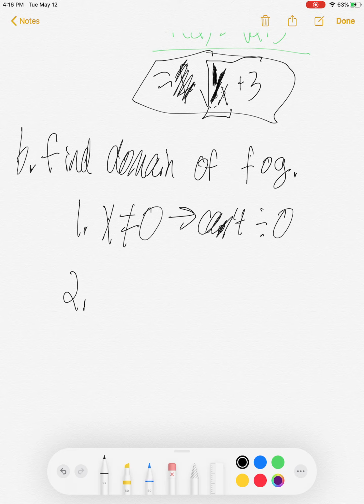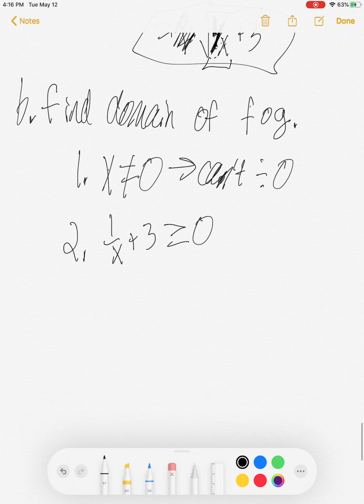The second thing which we need to be true is that I need 1 over x plus 3 to be greater than or equal to 0. This is because, as we talked about with the previous problem, I cannot have something negative under a radical. So that gives me this 1 over x plus 3 must be greater than or equal to 0 condition.